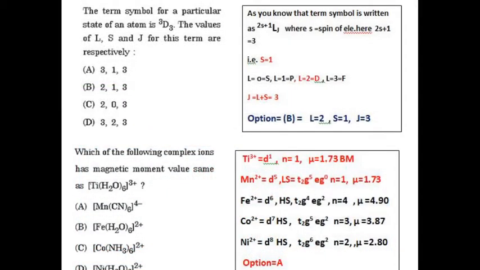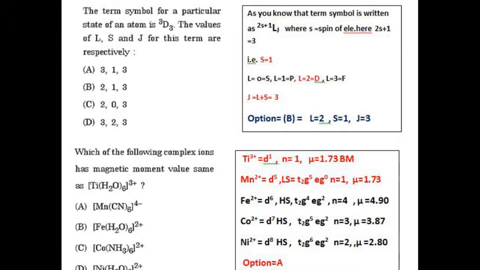Look at this first question, which is asked for 2 marks. The term symbol for a particular state of an atom is 3d3. The values of L, S and J for this term are, respectively, and the 4 options are given.